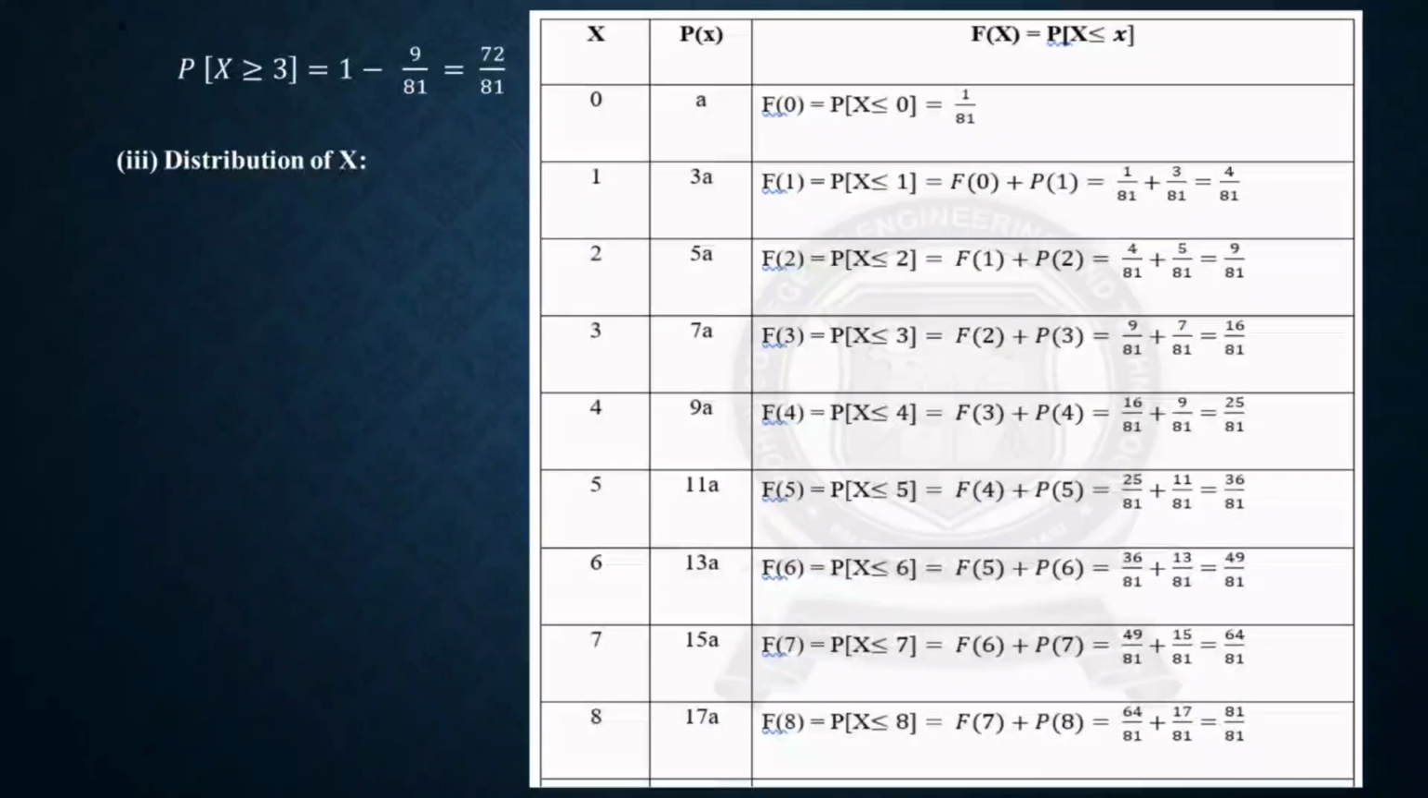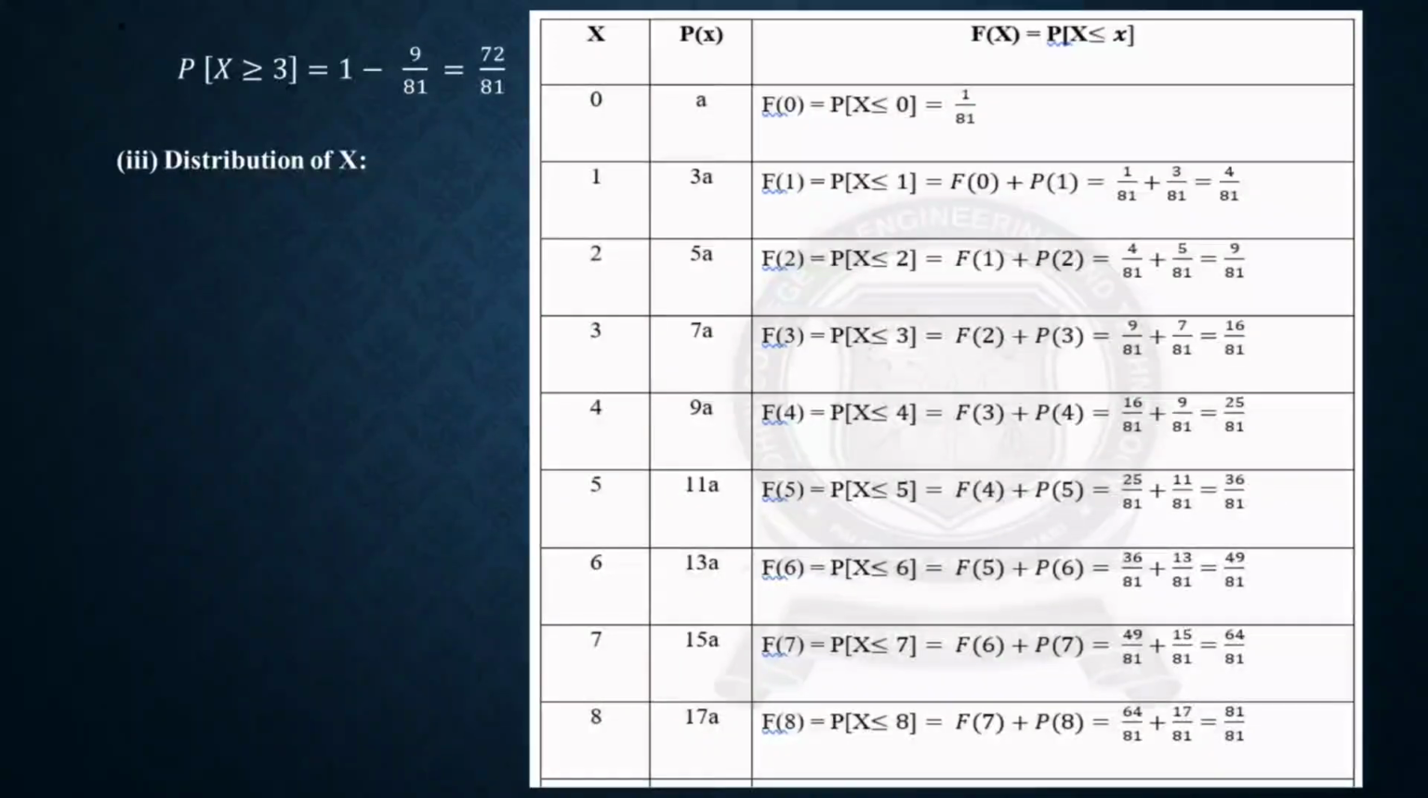Next is to find the distribution of x. That is, we are going to find the value of f of x corresponding to 0, 1, 2, 3, etc. up to 8. When x is equal to 0, we have f of 0 value is 1 by 81 by definition. Next, when x equal to 1, we have f of 1 value is f of 0 plus p of 1. Here the value of f of 0 is 1 by 81. Just now we have determined. And the value of p of 1 is given as 3 by 81. So by adding, we have the value of f of 1 as 4 by 81.